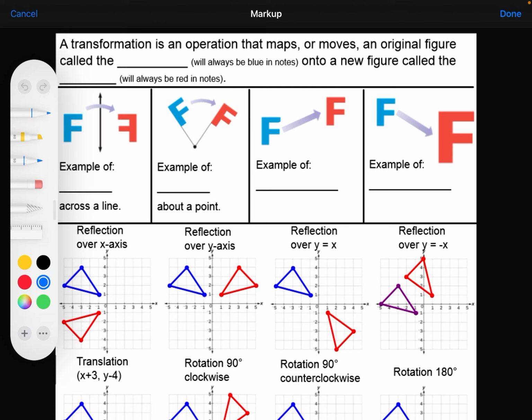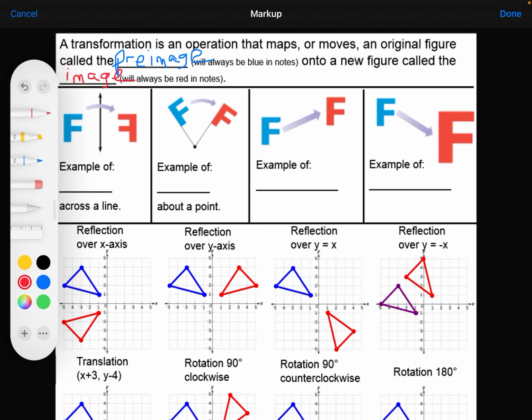Transformation changes one figure to begin with, which is called the pre-image. In other words, what comes first with the prefix pre, and then changes the pre-image onto a new figure called the image. So in all these four pictures using the letter F here below, we change pre-images to images, blue to red.